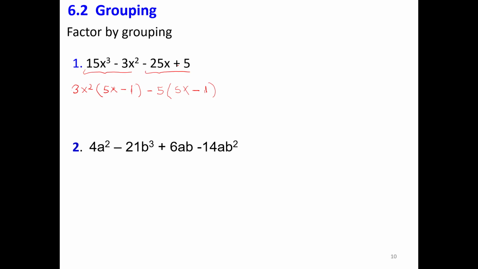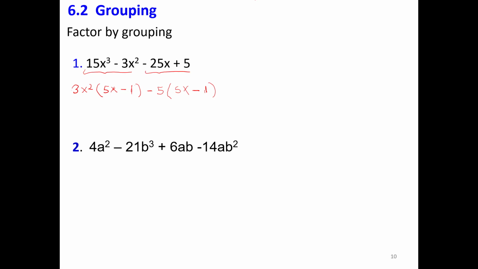Another way we can double check, because usually these two terms should match, and if this is negative, this must be negative. Always you can check: if you multiply these two terms, you must get what you had in the problem. Negative 5 times 5x is negative 25x, which is correct. And now you check negative times negative is positive. 5 times 1 is 5. Then the sign must be negative. It's the only way we can get what we had in the problem.